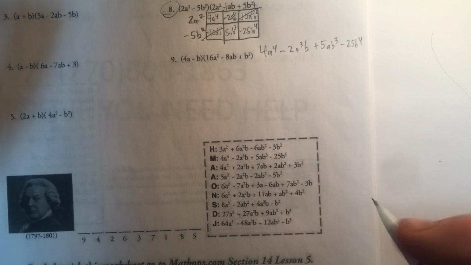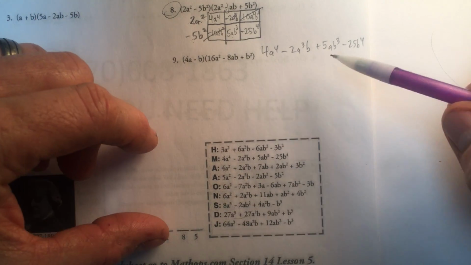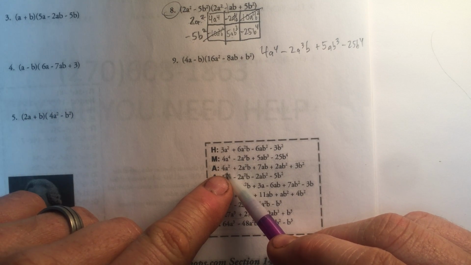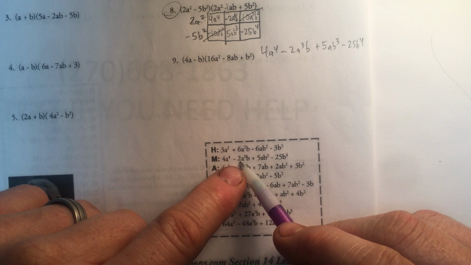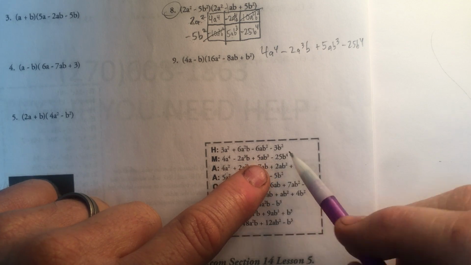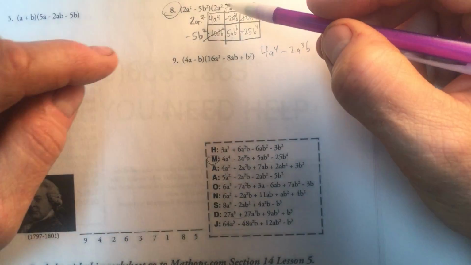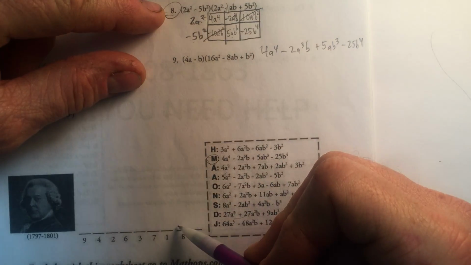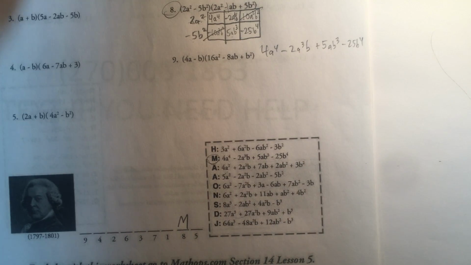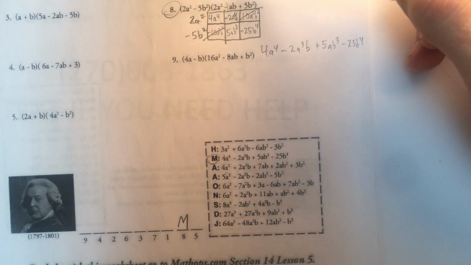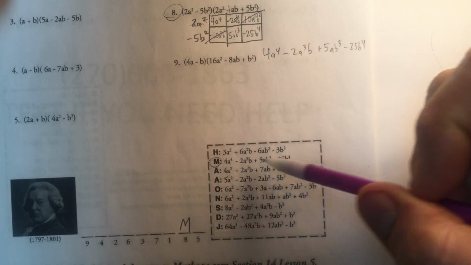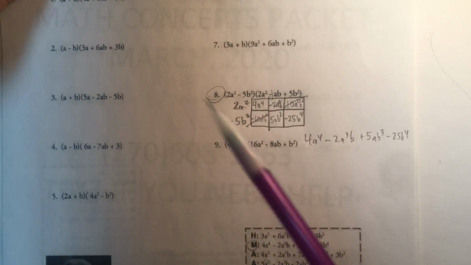So now what I do is I look and see which one has that one right there, and look, here's the one that has 4a to the 4th, minus 2a cubed b, plus 5ab cubed, minus 25b to the 4th. There you go. That's it, m. So this right here, 8, is m. So I'm going to put m right here in the puzzle. And there you go. So multiply the rest of them and figure out which letter it is and put it down here. And then it should tell you who this person is that said that statement.